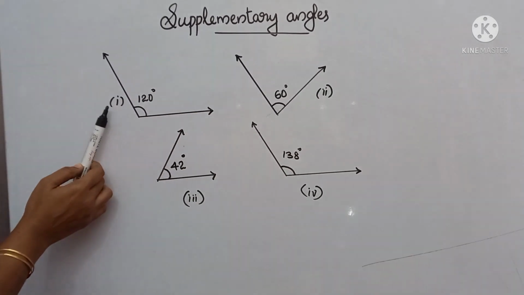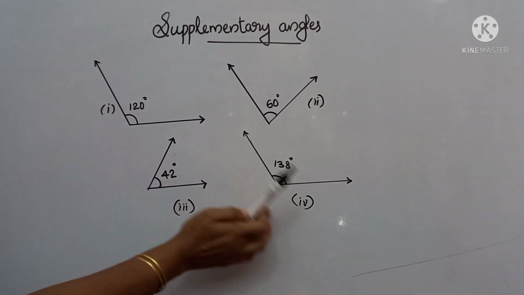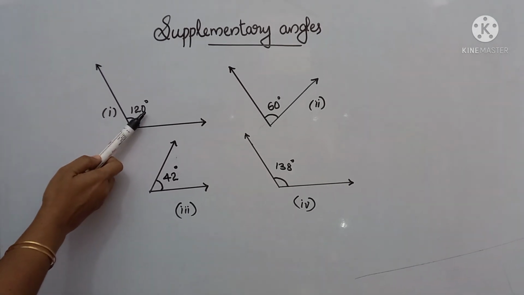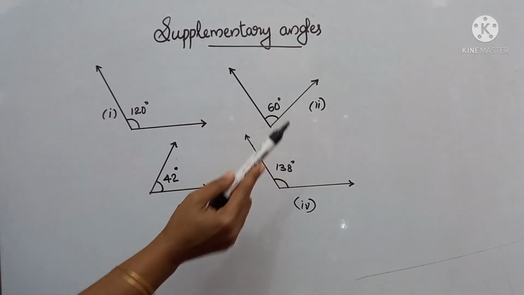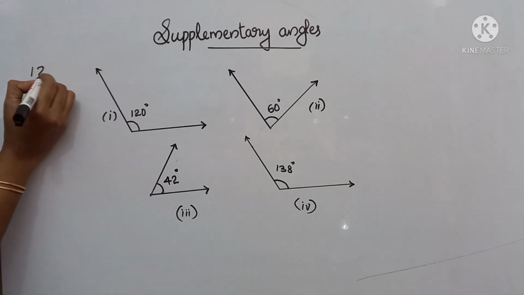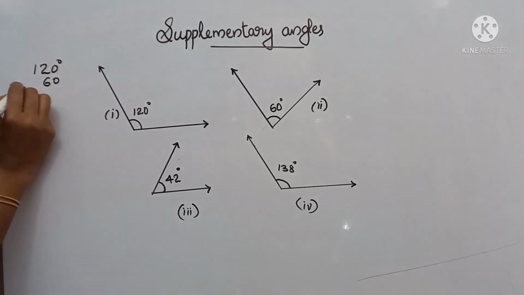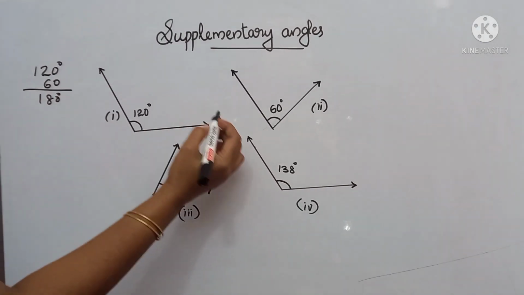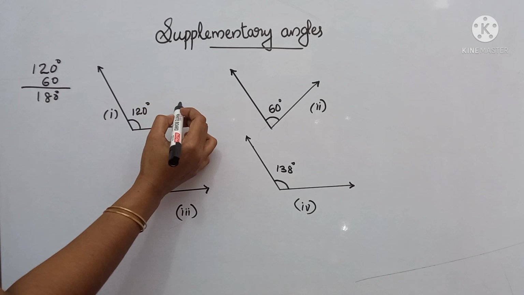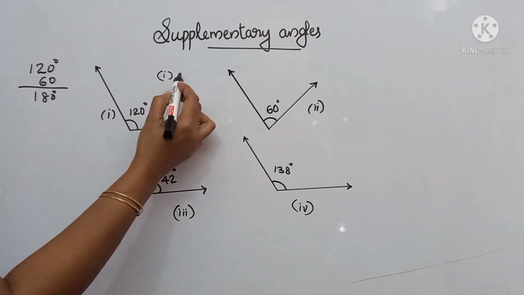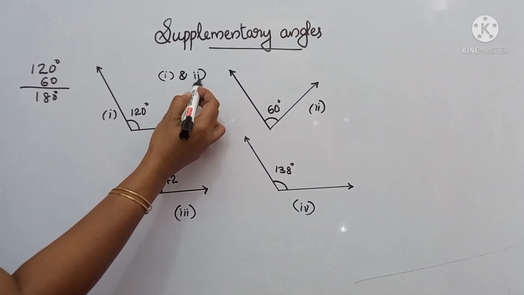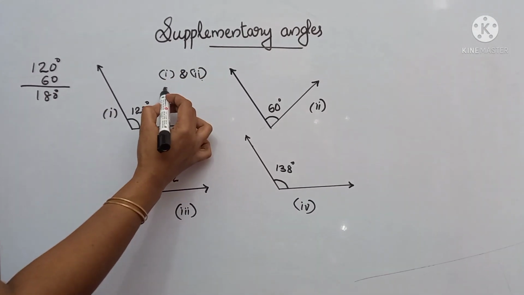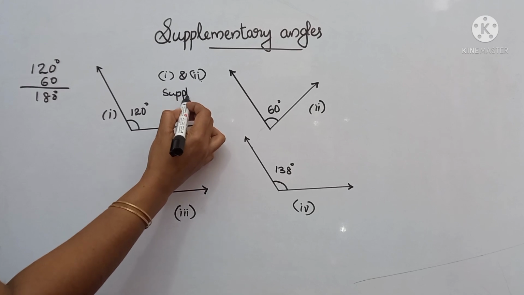Supplementary angles. Here you can see some angles I have drawn. Let us see the first one: 120 degree, and the second one is 60 degree. We can add these two angles, 120 plus 60 degree, and we get 180 degree. So we can say this pair, 1 and 2, are supplementary angles because we have got the sum equal to 180 degree. So both are supplementary angles.